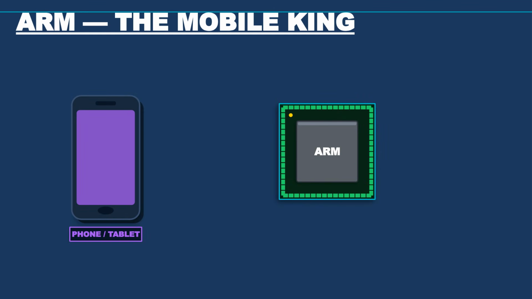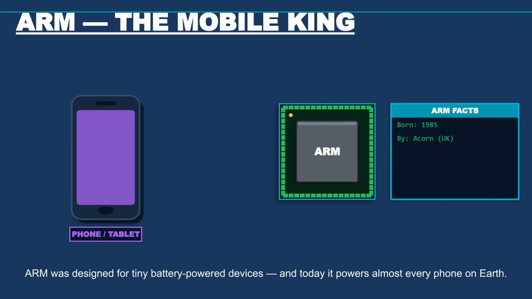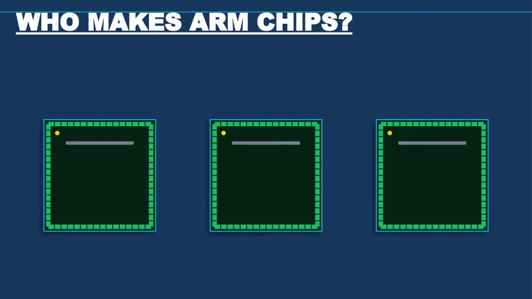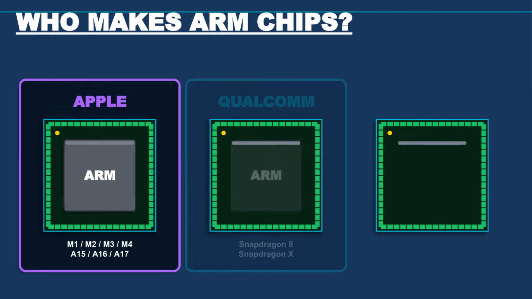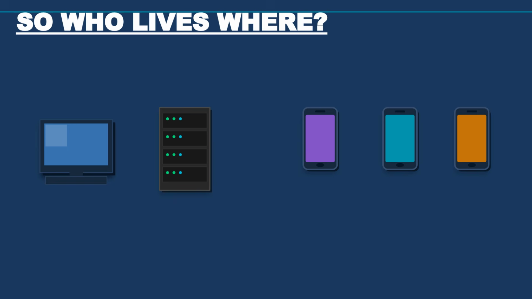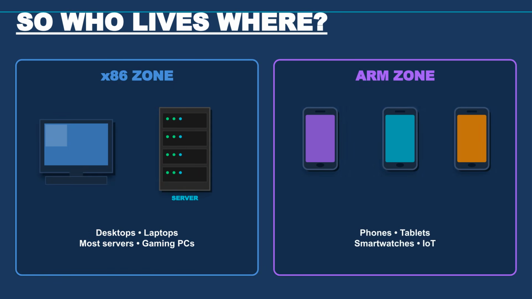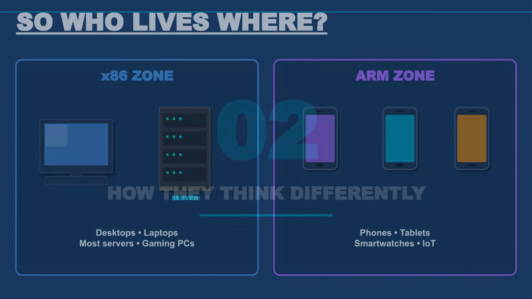ARM is the mobile king. Born in 1985 by Acorn in the UK, it was designed for tiny battery-powered devices. Today, ARM powers almost every phone on Earth, as well as tablets and wearables. Many companies make ARM chips, including Apple, Qualcomm, and Samsung, each with their own branded chip series. To summarize, the x86 zone covers desktops, laptops, servers, and gaming PCs. The ARM zone is for phones, tablets, smartwatches, and IoT devices.